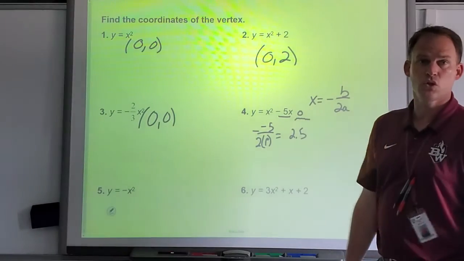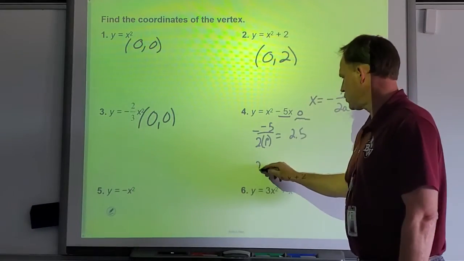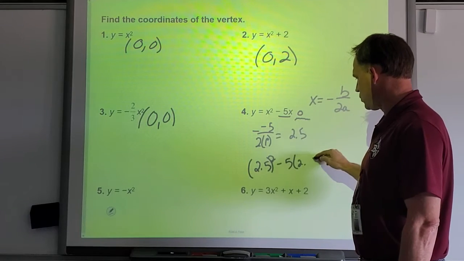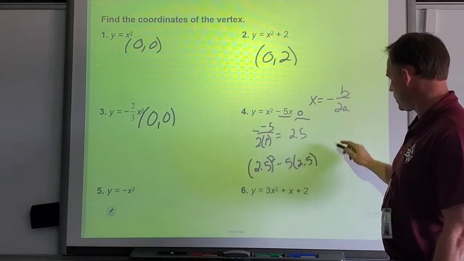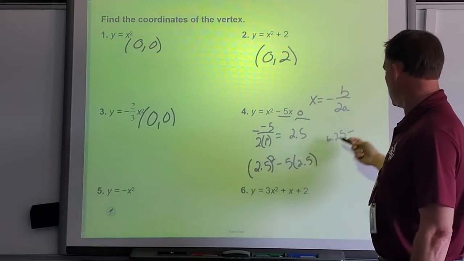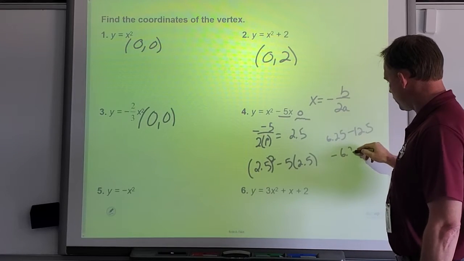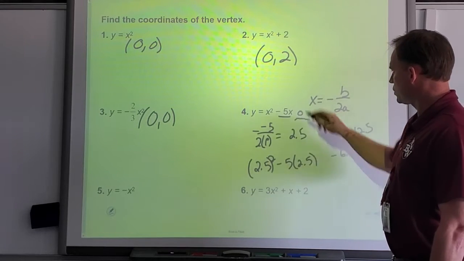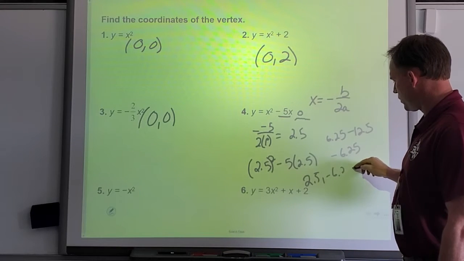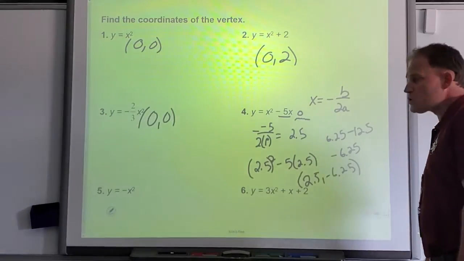So I know my x is 2.5, then I take that, plug it in, 2.5 squared minus 5 times 2.5, so that's 6.25 minus 12.5, so negative 6.25. So it's 2.5, negative 6.25 for the vertex.